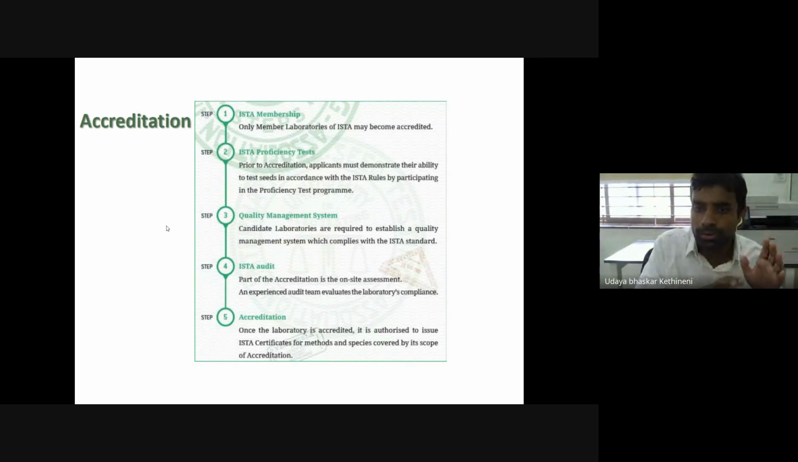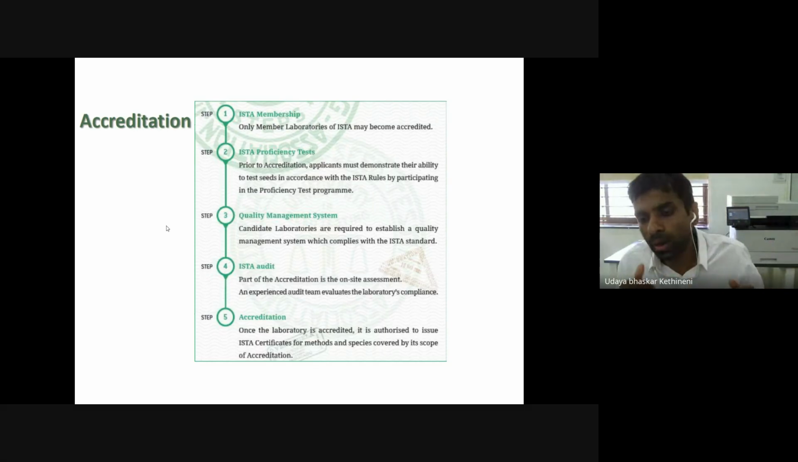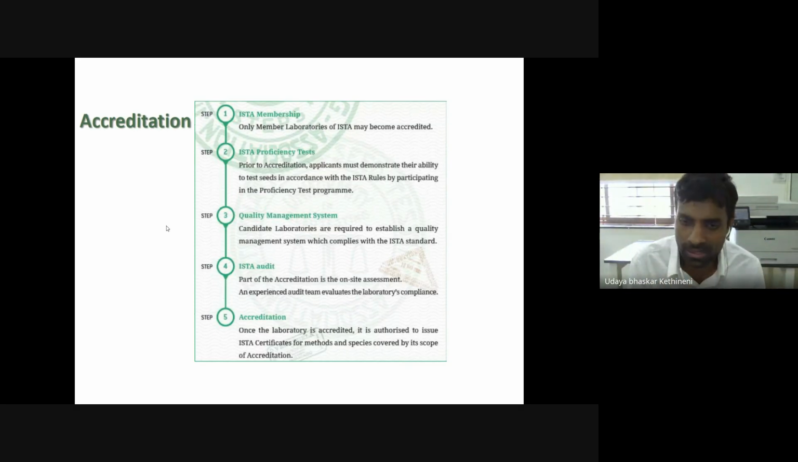So if you get A or B consecutively for 2 years, then your laboratory is proficient enough in terms of technical expertise to do that particular test as per ISTA rules. Now we have to see about your quality management system. Quality management system means, in terms of your apparatus, whether your apparatus is as per the quality standards prescribed by ISTA or not, and how you actually calibrated it, and the quality manual.